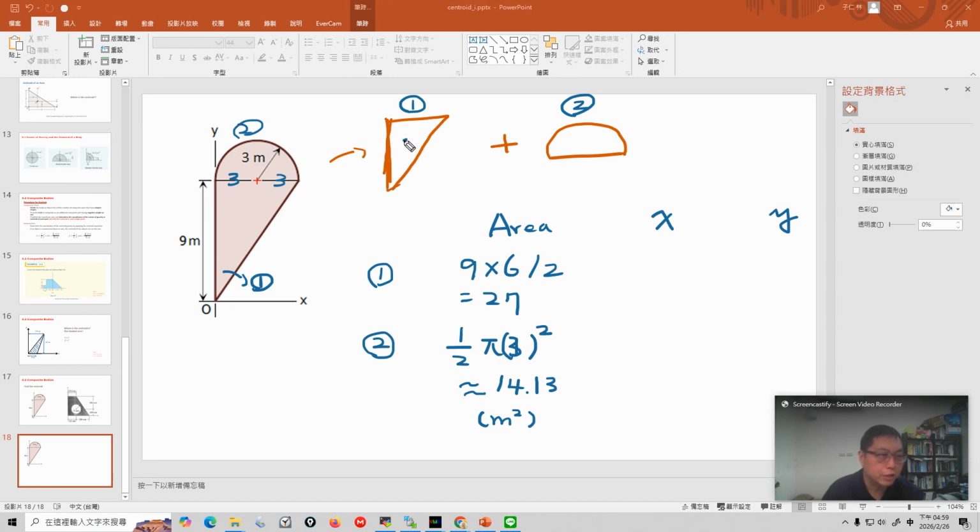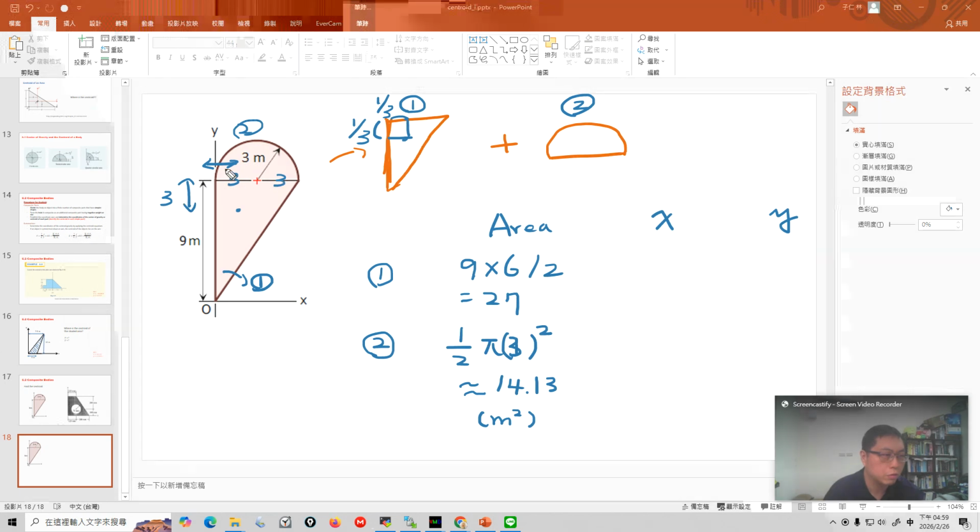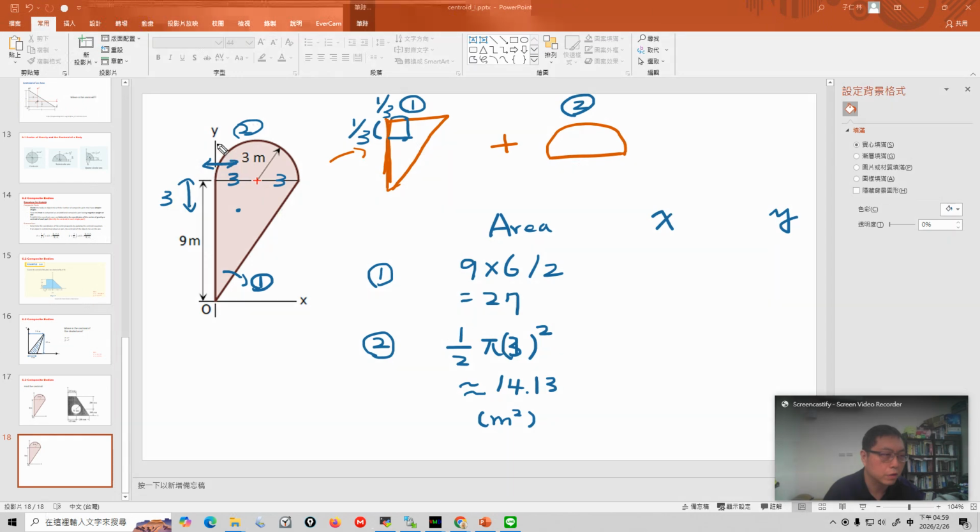Remember, I think it's right here, and this is 1/3, and this is 1/3. So the centroid is about here. The distance here is 3, and the distance here is 6, so the distance here is 2. You need to memorize the conclusion for the centroid of the triangle, because it's easy to memorize.